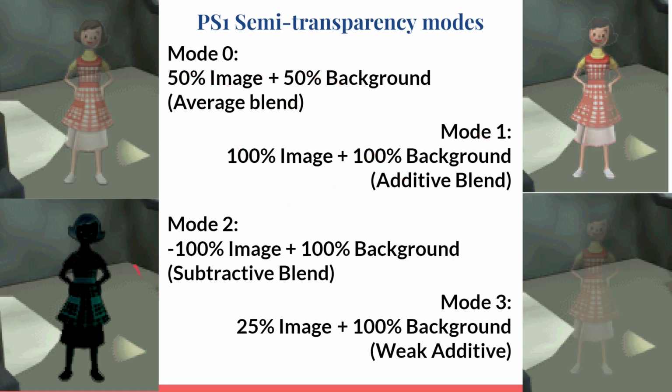Mode 2, you can see it's subtractive, which means it takes the inverse of the image and it inverts it and then adds it to the background. So we end up with something like this. You can notice that some PS1 games will use this to represent burnt textures. Once you know that this exists, you have an eye for it and you can spot it in different games. And then mode 3 is like mode 1, but just more faint. So I like to call that weak additive.